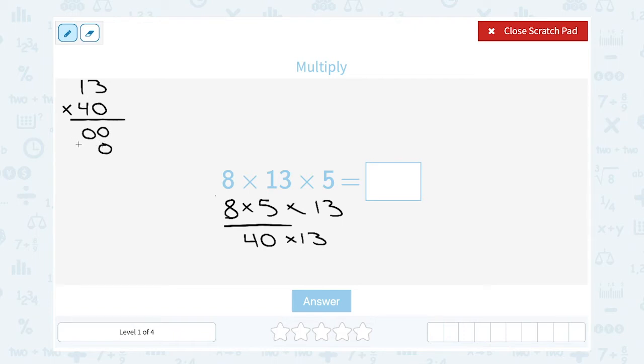So 4 times 3 is 12, so I'm going to put the 2, carry the 1, 4 times 1 is 4, plus that extra 1 is 5. Okay, and if I add this all up, I get 520. Right, adding 0 doesn't do anything. So 40 times 13, 520. And of course, we would have gotten the exact same answer if we had multiplied in this order.